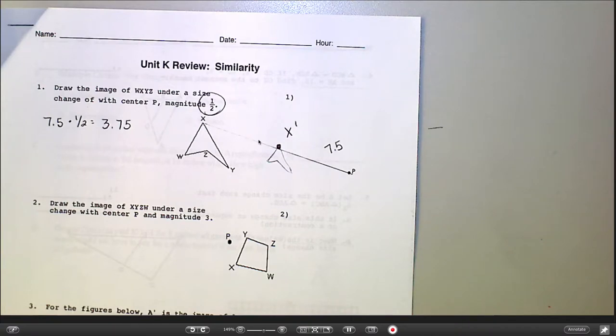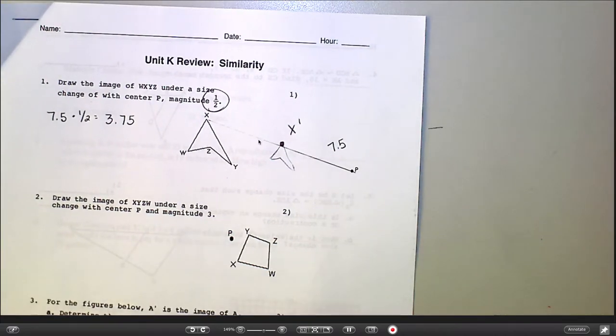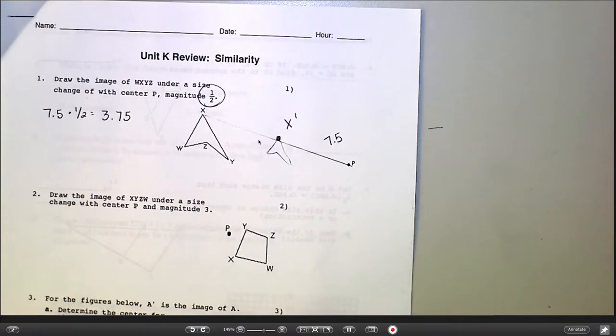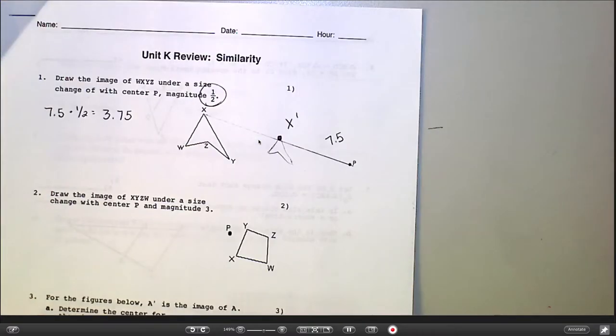Rose up to the occasion. What else you want to see? Yeah, nice job. What else from the packet you want to see? 5? Okay.